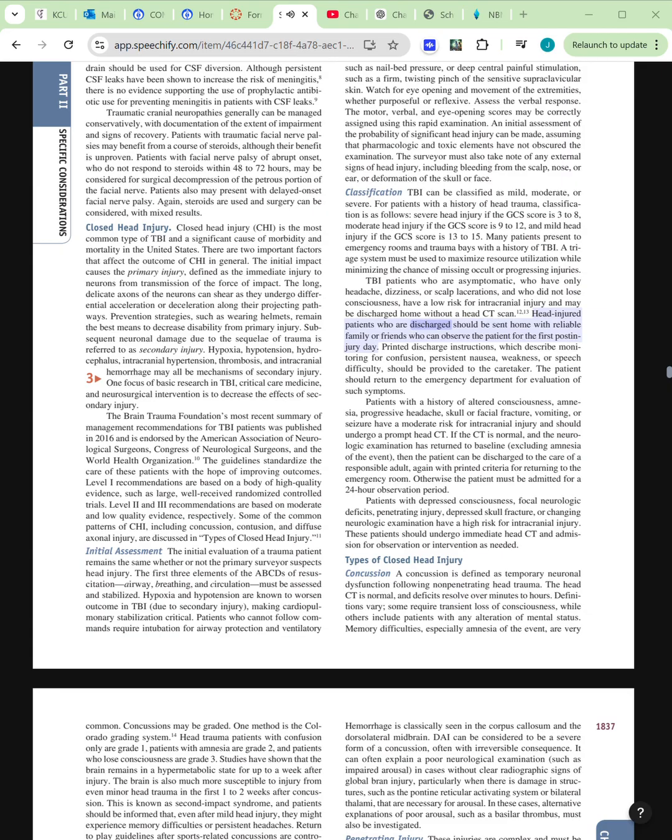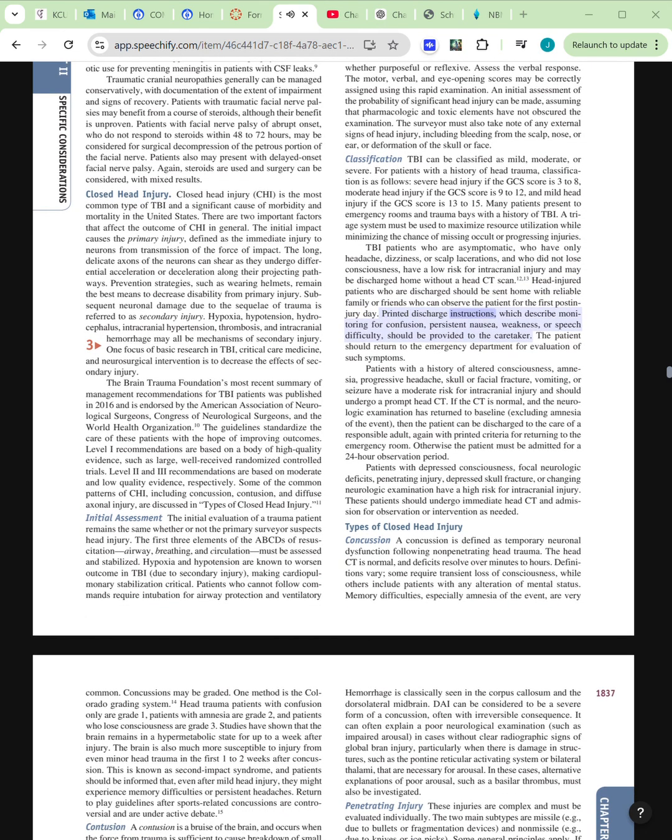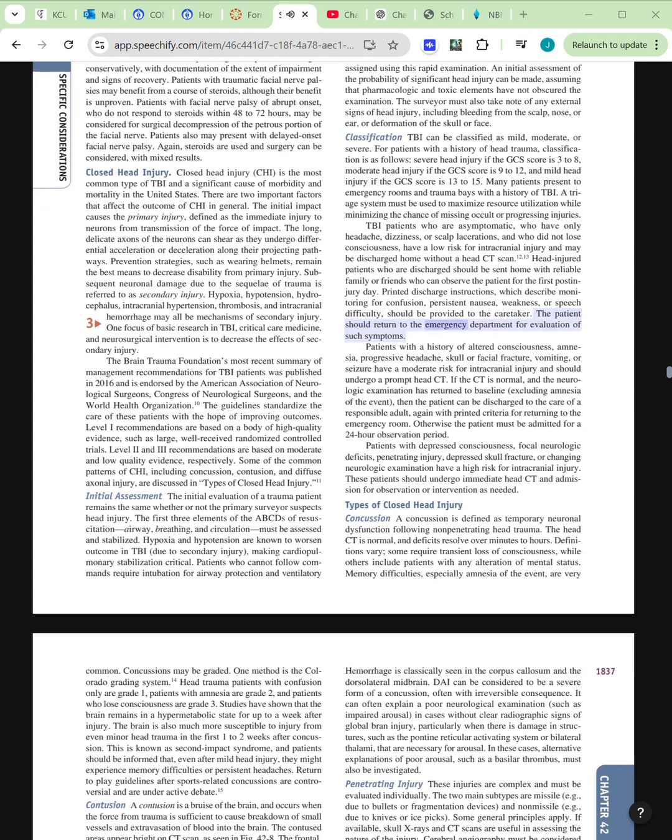Head-injured patients who are discharged should be sent home with reliable family or friends who can observe the patient for the first post-injury day. Printed discharge instructions, which describe monitoring for confusion, persistent nausea, weakness, or speech difficulty, should be provided to the caretaker. The patient should return to the emergency department for evaluation of such symptoms.